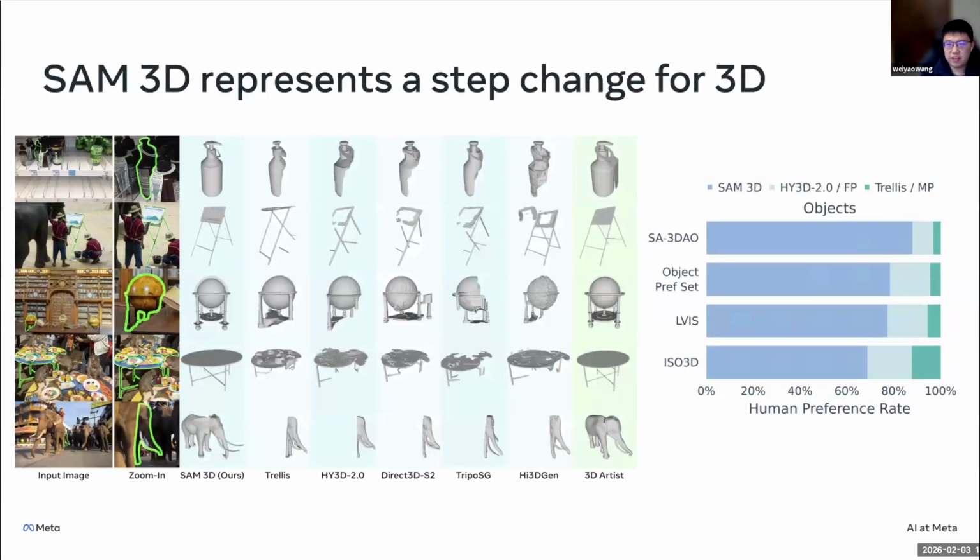So now we talk about the 3 key insights. Now I will try to convince you that this is a good model. How well does SAM3D do? We compare against existing methods. You can see that SAM3D tends to produce much more complete geometry.